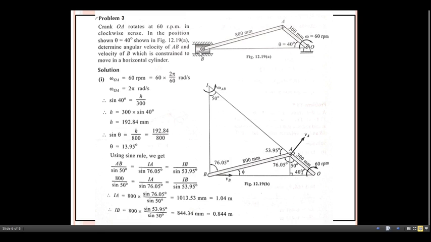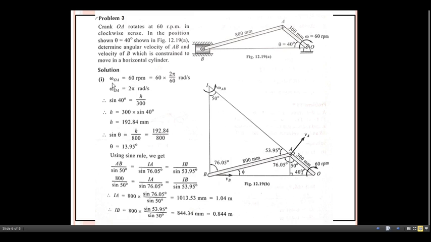As far as our study is concerned, just imagine only the links in front of you. The first link is here, the next link is here, the next one is here, and the fixed link is here. Now, whatever information is given, crank OA rotates at 60 rpm. So for omega OA, the value of n is given here as 60 revolutions per minute.